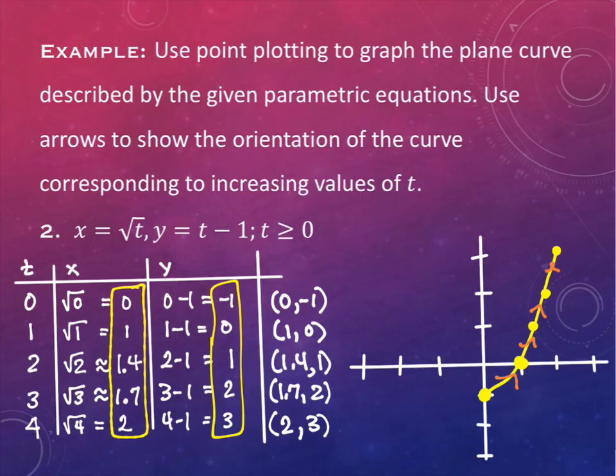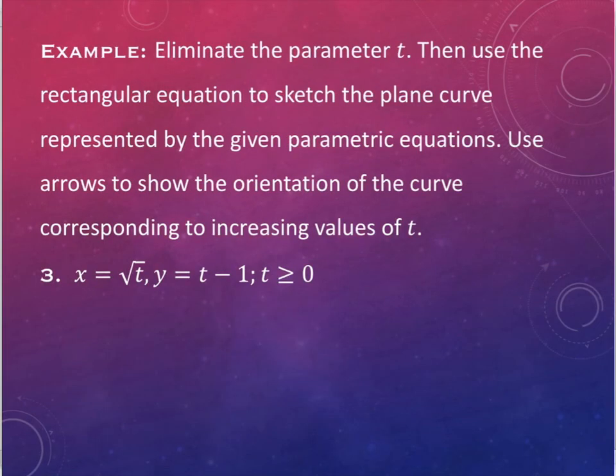But there's another way to graph this as well. It's called eliminating the parameter. So we can eliminate the parameter t and then use the rectangular equation to sketch the plane curve represented by the parametric equations. We're going to use arrows to show the orientation of the curve corresponding to the increasing values of t.